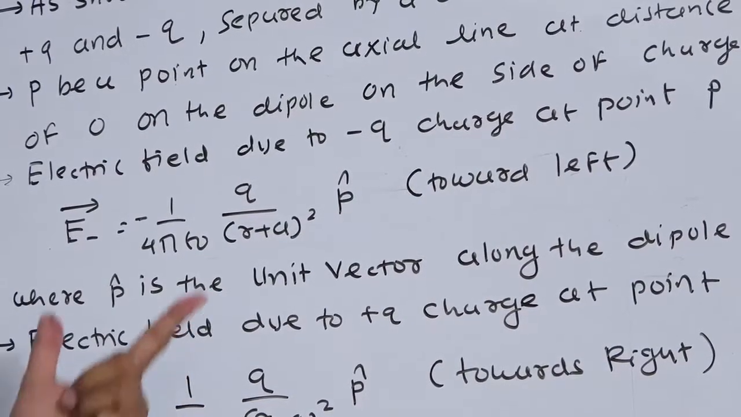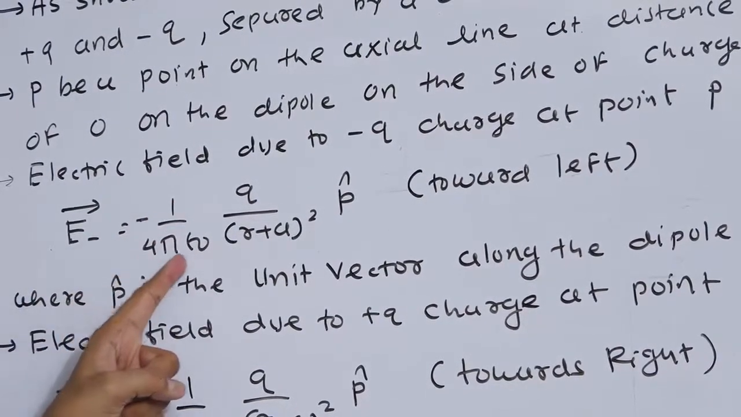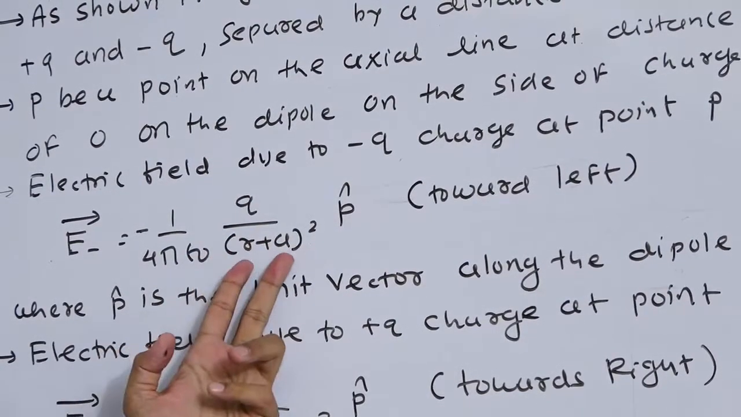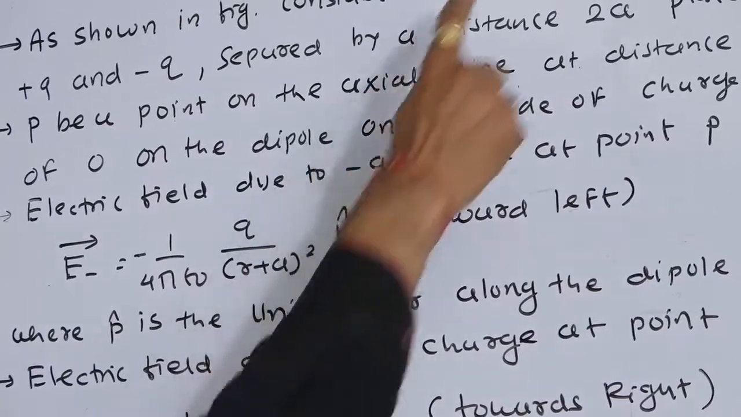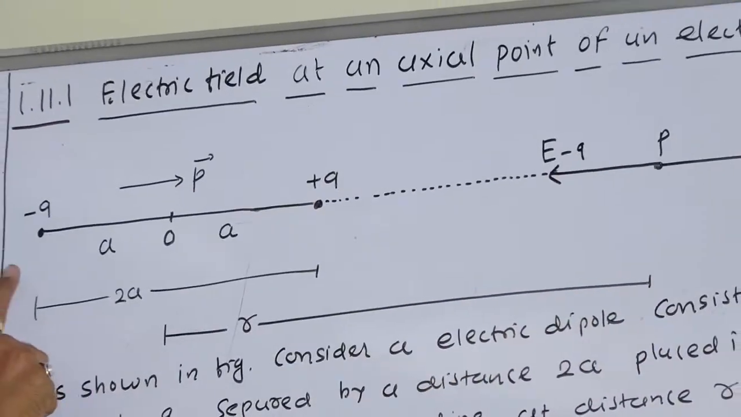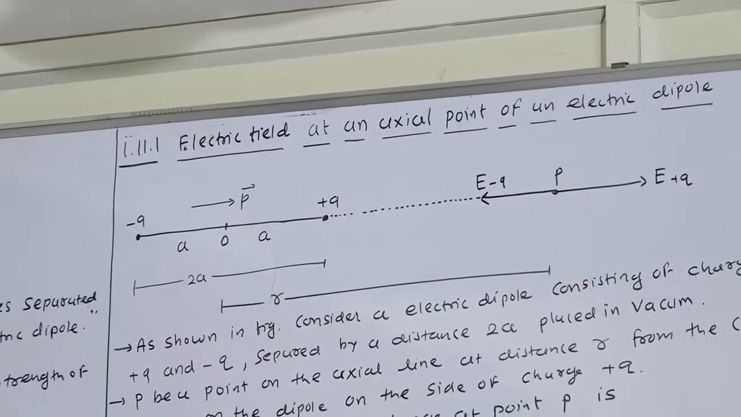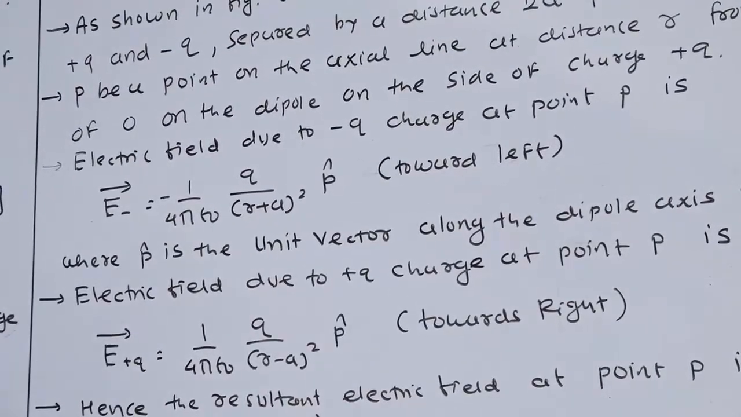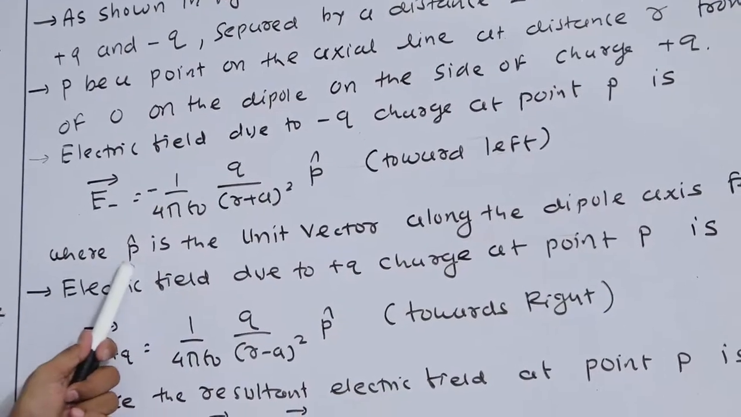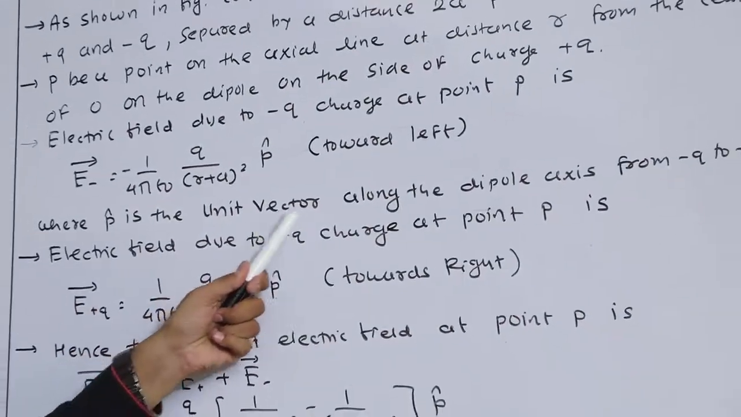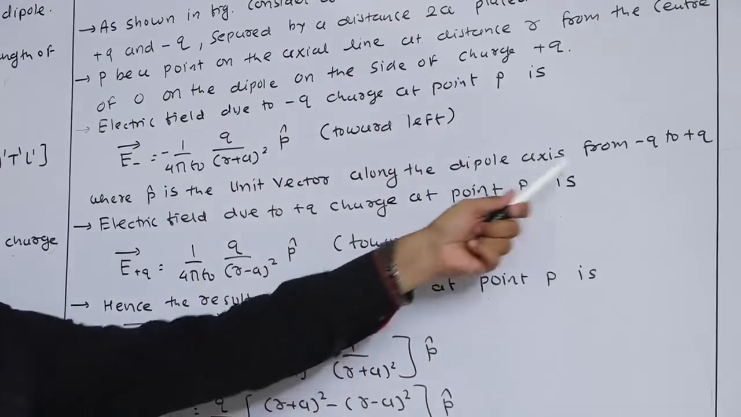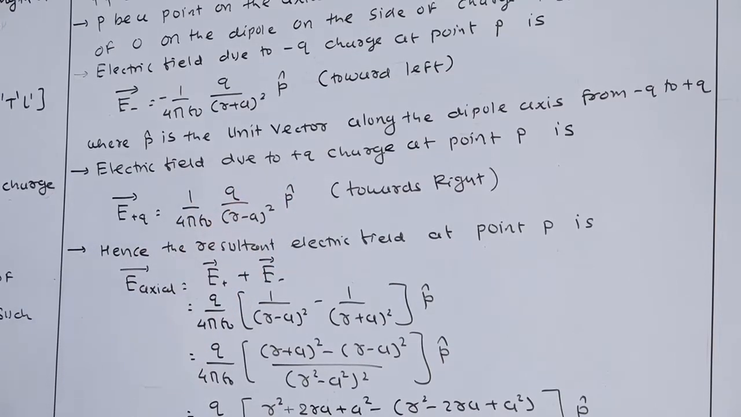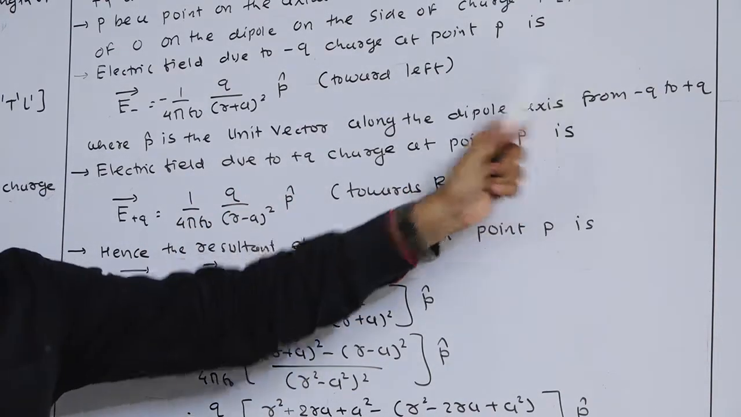Okay, so which equation are we using? Minus 1 upon 4 pi epsilon 0 q upon (r plus a) whole square. Why are we using this (r plus a) whole square? Because the position of the point P from the minus q charge is r plus a. Therefore, we write (r plus a) whole square. Next, where p cap is the unit vector along the dipole axis from minus q to plus q.